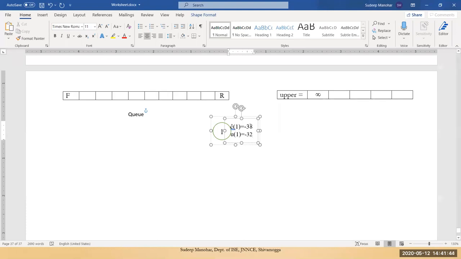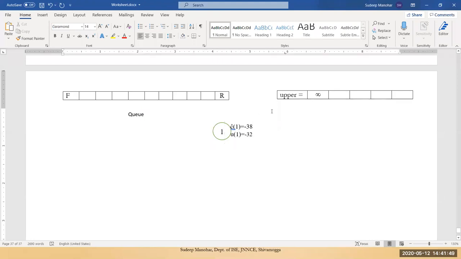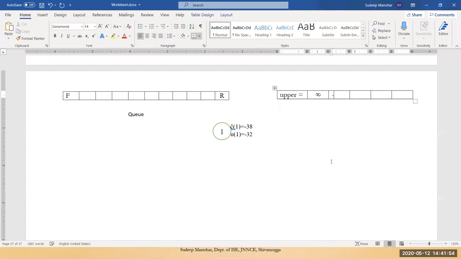Now check the value of u. Whether u of 1 is lesser than upper? Yes, it is lesser than infinity. So hence you update the value of upper by u of 1. Next, compare the value of c of 1 with upper. Whether c of 1 is greater than upper. Minus 38, is it greater than minus 32? No. Therefore, don't kill this node. If you don't kill this node, take this node and put it into the queue at the rear end of the queue.